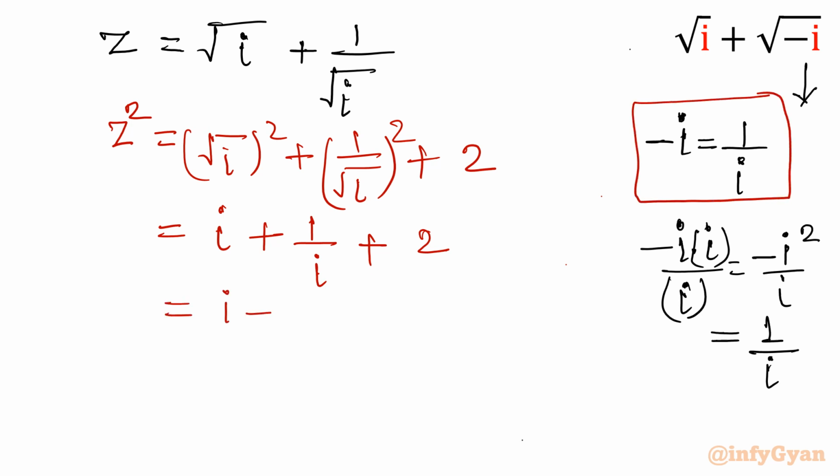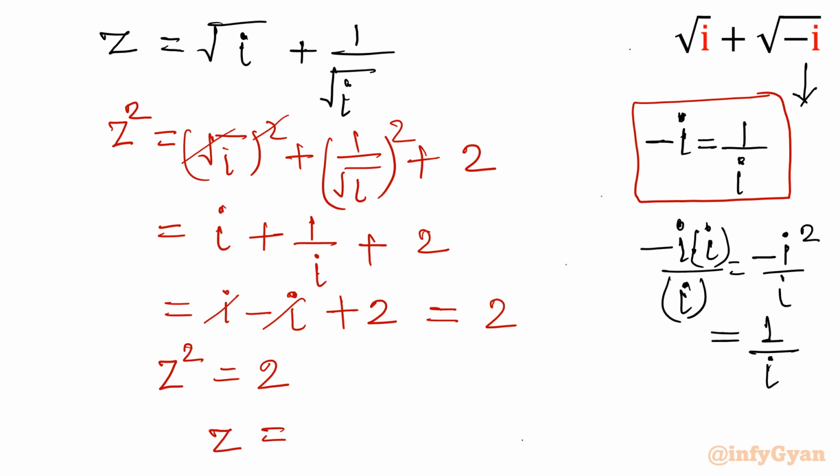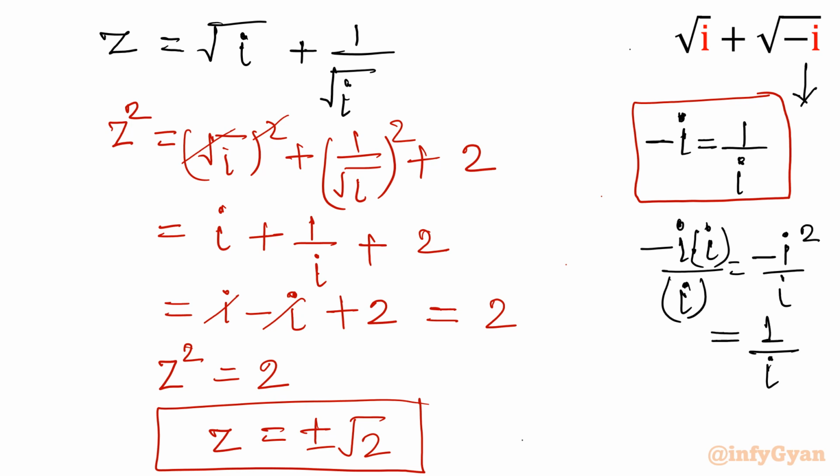So i minus i plus 2 equals 2. This term will be cancelled out because of the square root. This term will cancel out. Now z squared is equal to 2, so z will be equal to plus minus root 2. Second approach, just by using the property of i.